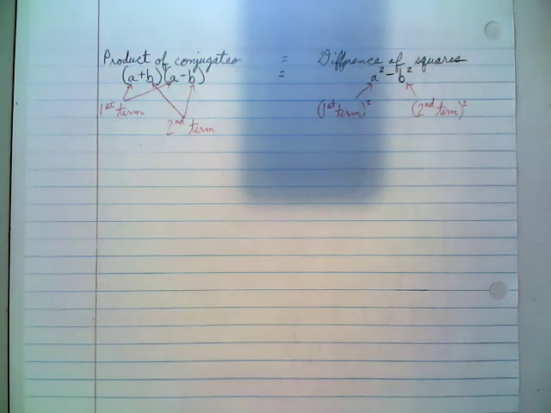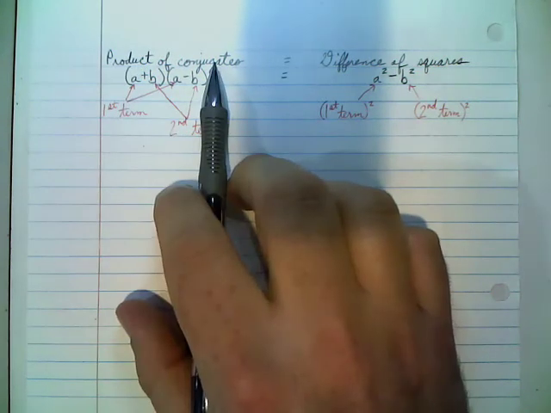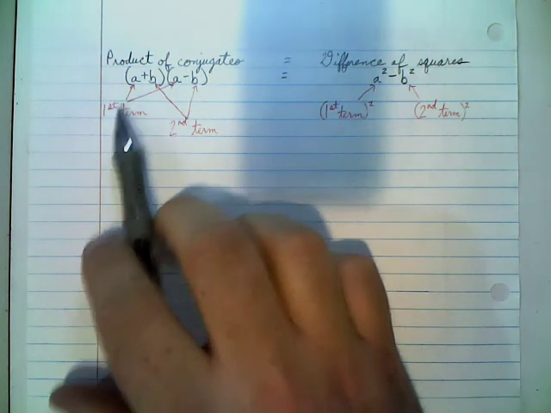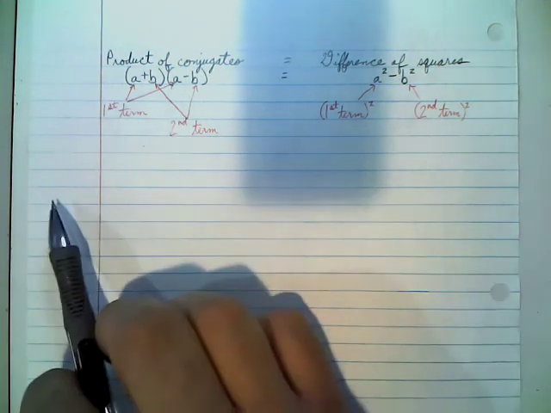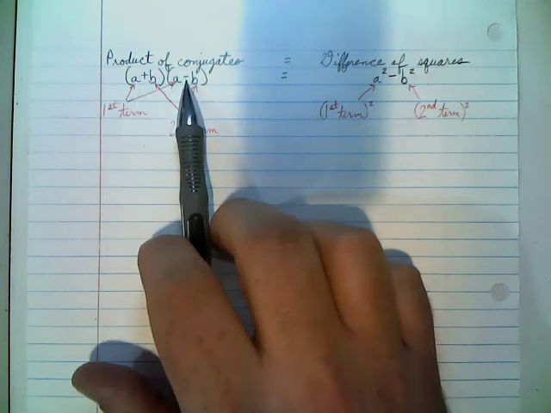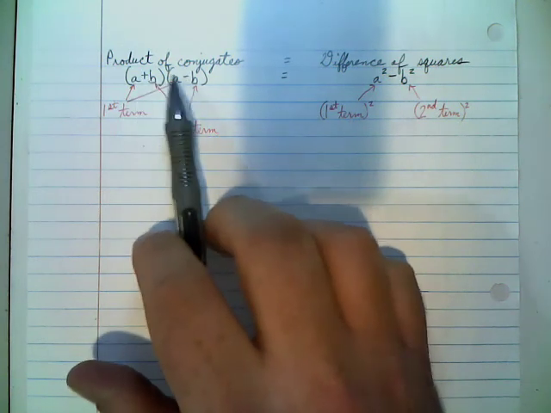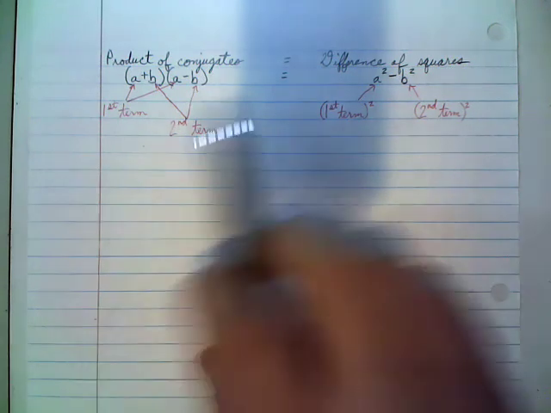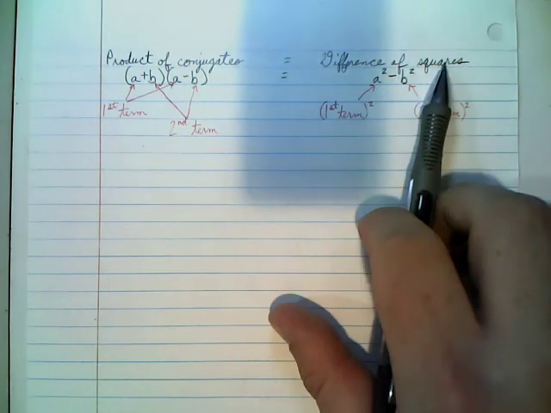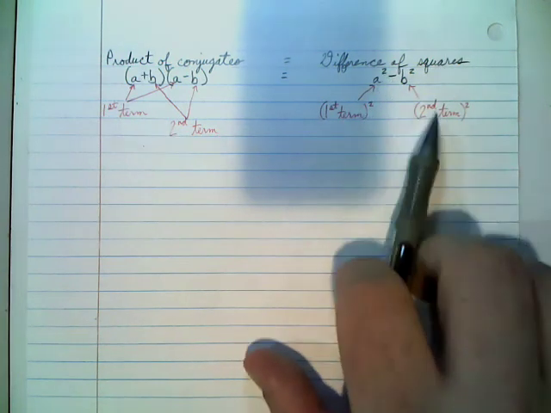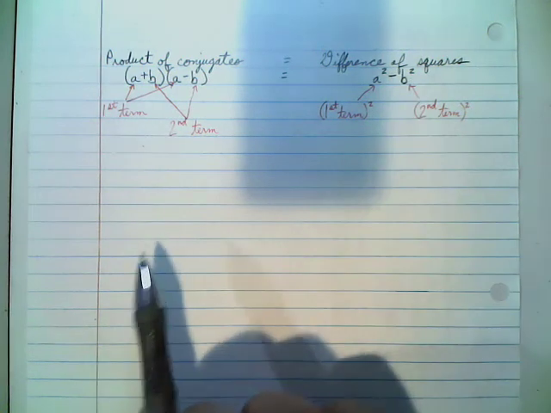Our last special product that we're going to take a look at here is the product of conjugates. Remember, in order to get conjugates, we have two binomials which have the same first terms and the same second terms. The only difference between the two is one is an addition and one is subtraction. So a plus b times a minus b. Whenever you have a product of conjugates, this ends up equaling a difference of squares, where we have the first term squared and the second term squared.